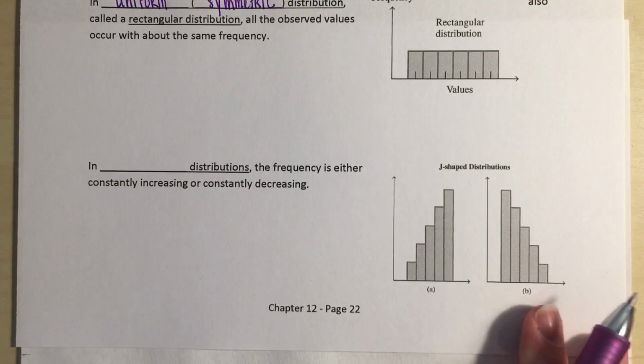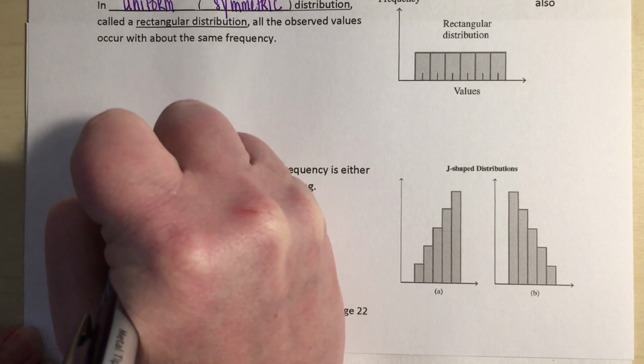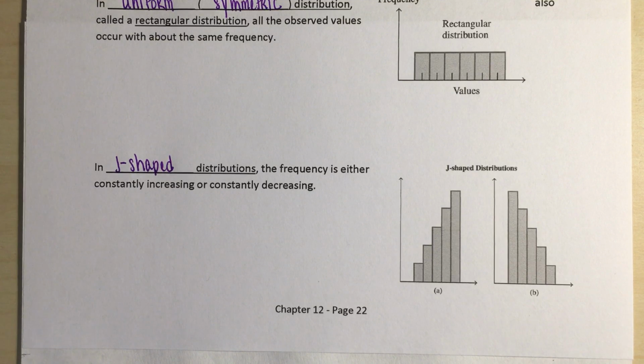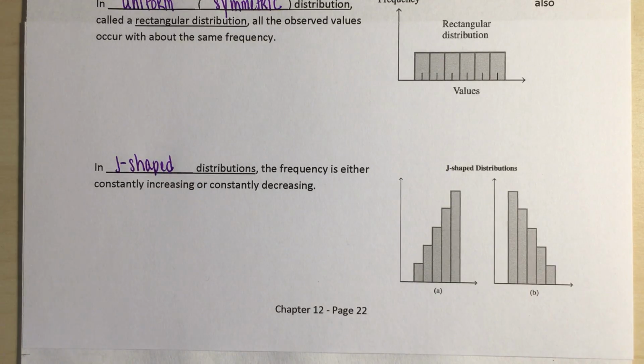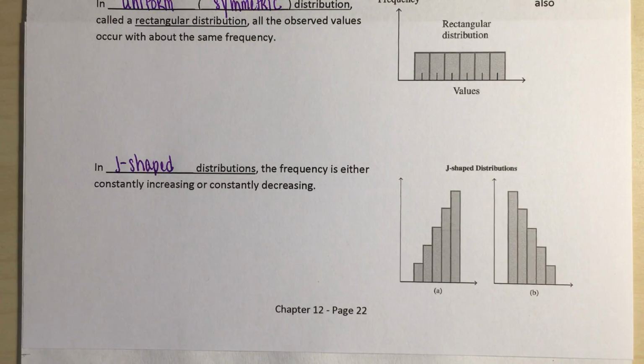In J-shaped distributions, the frequency is either constantly increasing or constantly decreasing. So it kind of looks like the letter J that is then filled in with a histogram. So in this case, this one is constantly increasing. This histogram is constantly decreasing. So those are examples of J-shaped distributions.